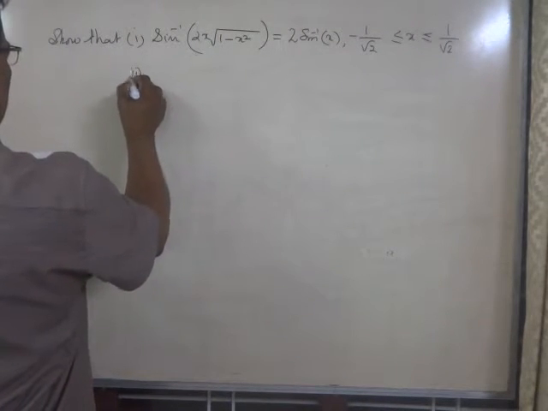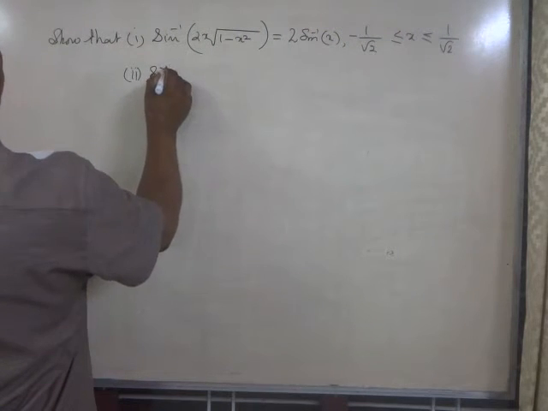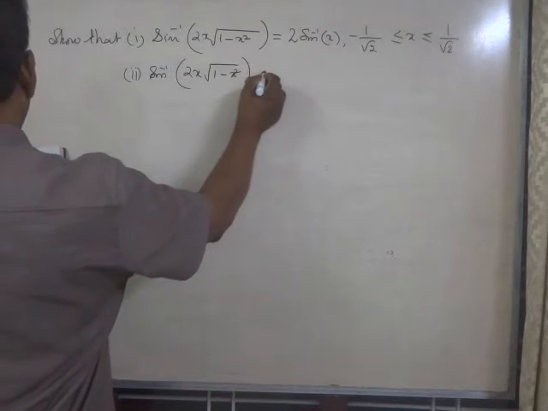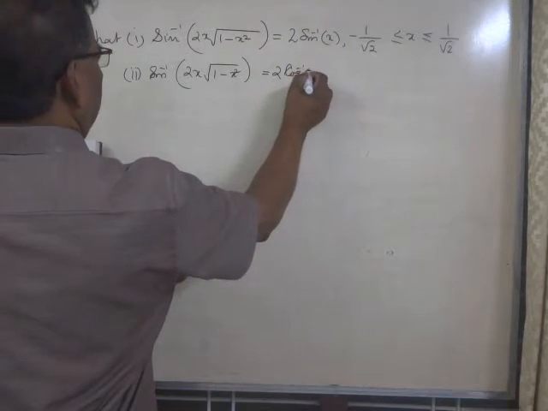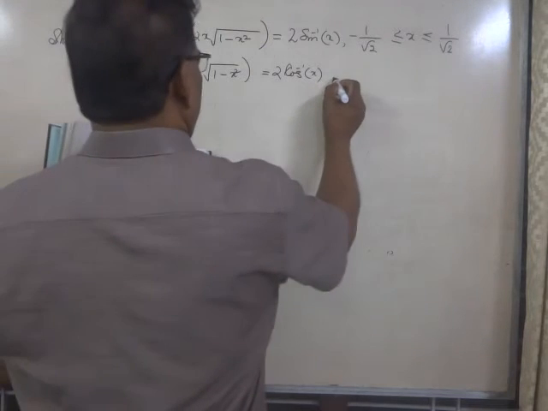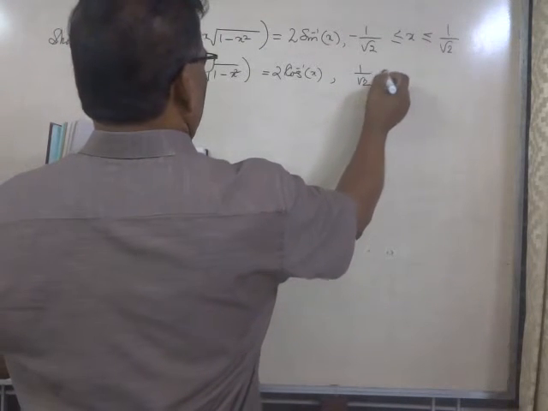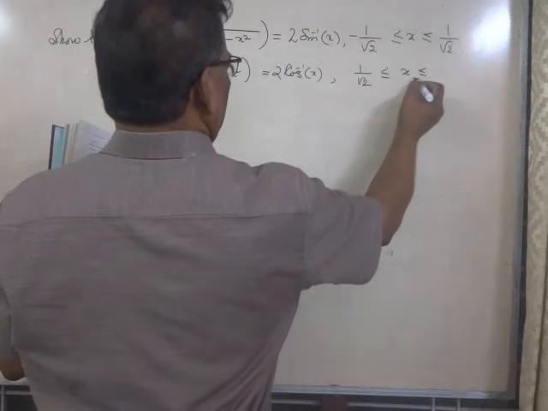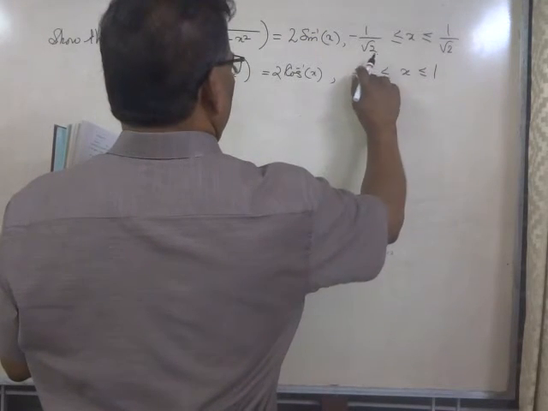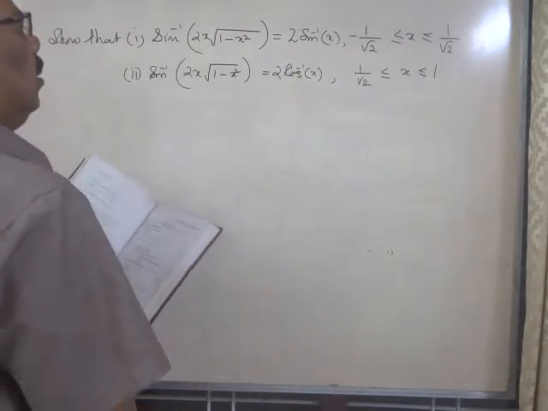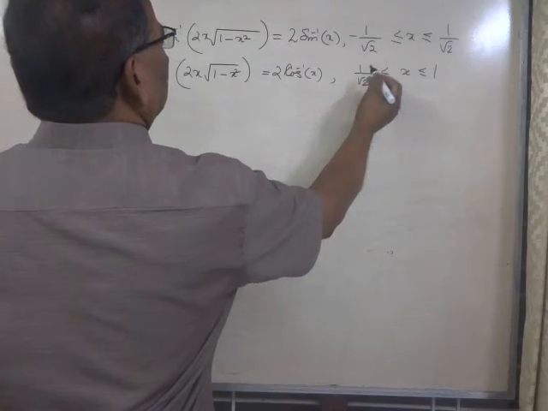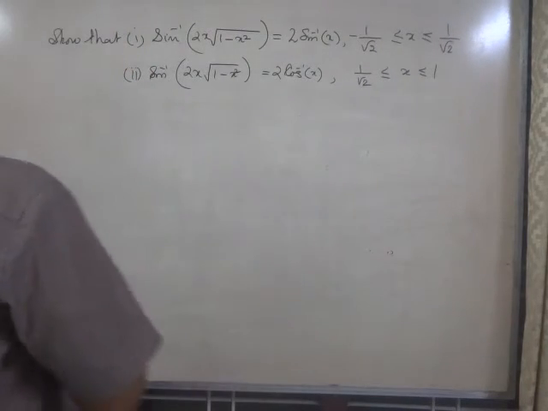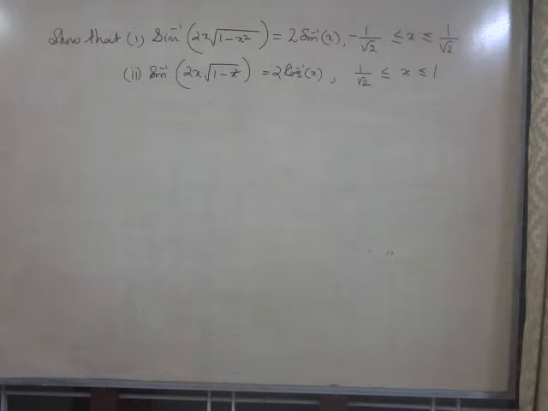And 2. Sin inverse of 2x into square root of 1 minus x square is equal to 2 cos inverse x, when x is greater than or equal to 1 by root 2 and less than or equal to 1, when the value of x takes the interval 1 by root 2 to 1. Then we shall examine 1.